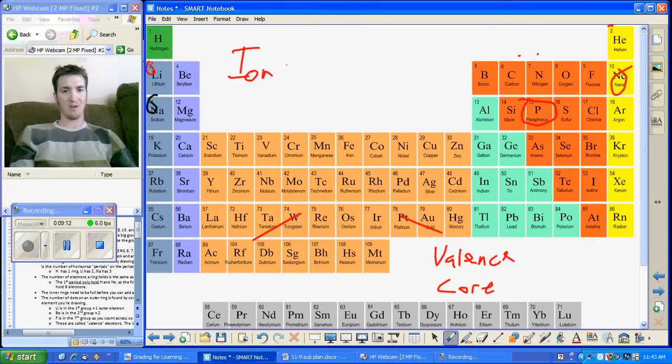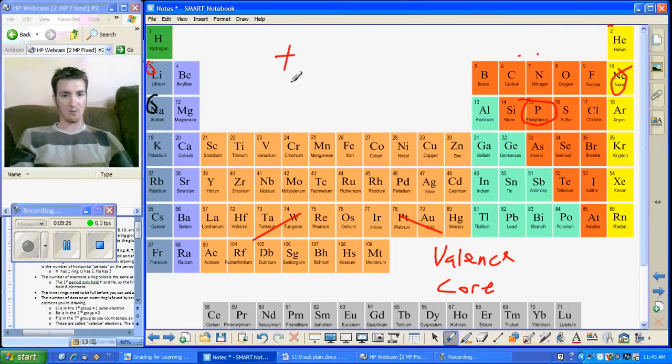An ion is an atom with a charge. Just write down, atom with a charge. It takes too long to write on this. Ion is an atom with a charge. It has a charge because it gains or loses electrons. So why would it gain or lose?